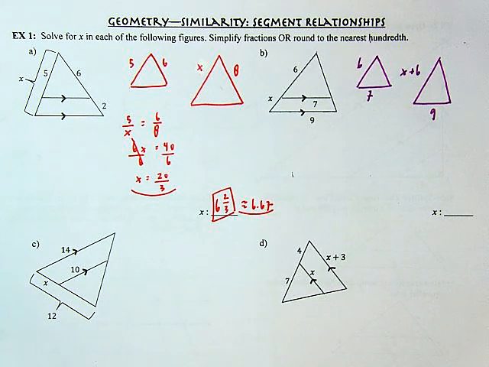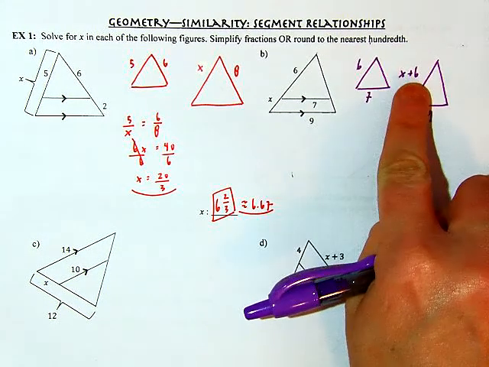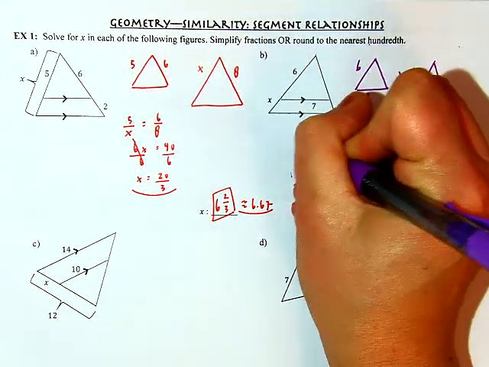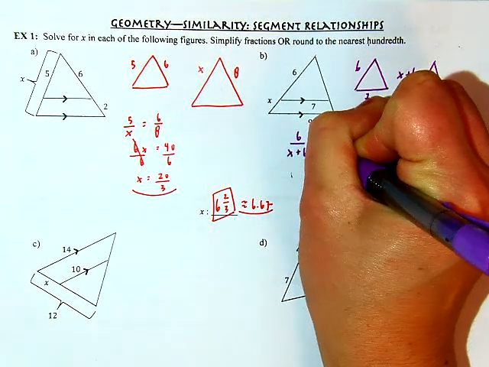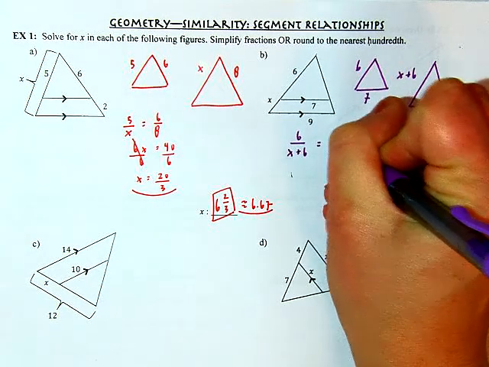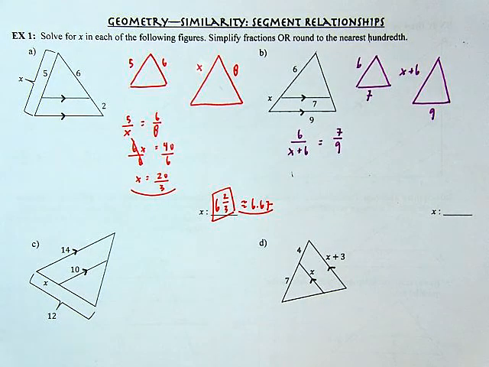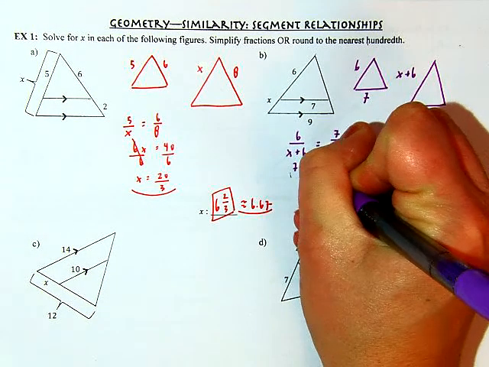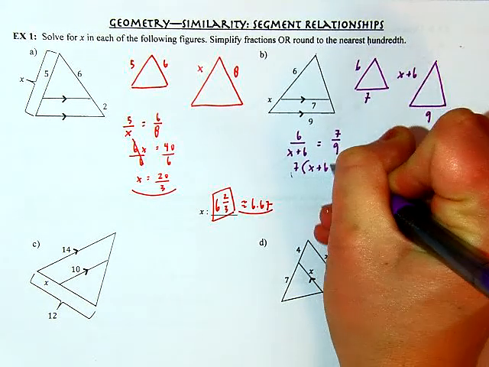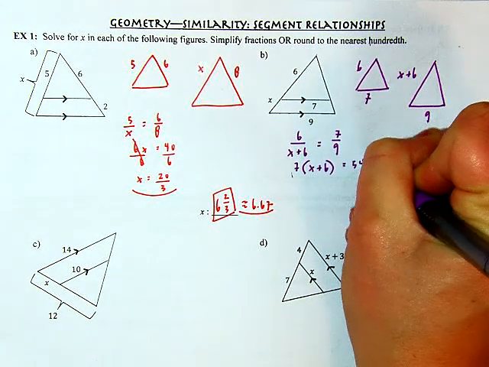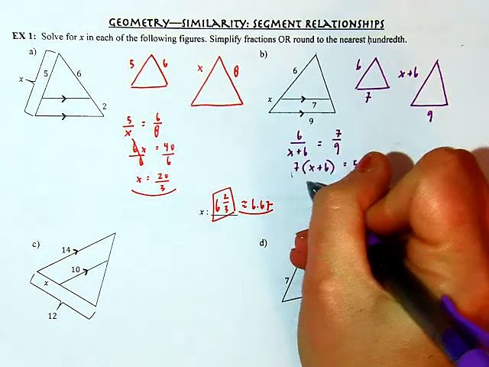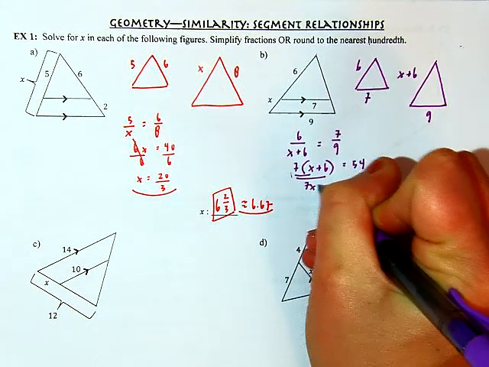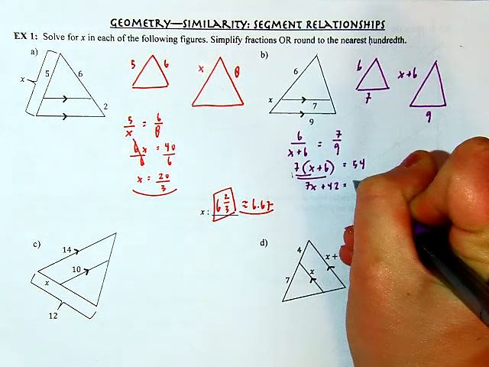So if I want to build a proportion and I read it from the figure on the left to the figure on the right, I can say that 6 is to x plus 6 just as 7 is to 9. So I've built my proportion. I'm always reading it from one figure to the other, and now I cross multiply. So 7 times the package of x plus 6 equals 54. From here I can distribute the 7. So 7x plus 42 equals 54.